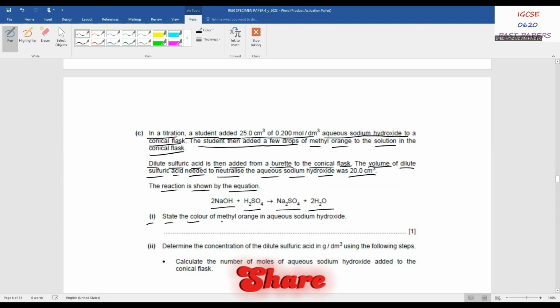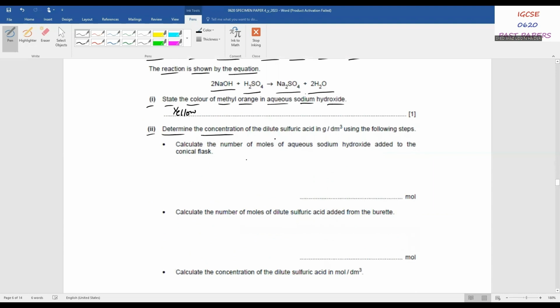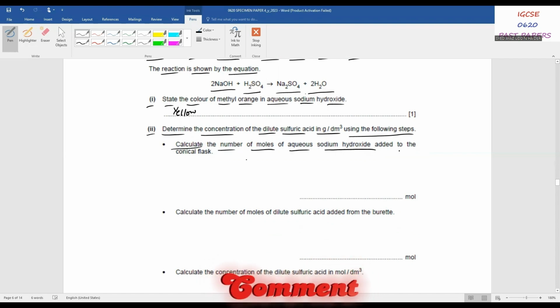Number 1, state the color of methyl orange in aqueous sodium hydroxide. Sodium hydroxide is alkali. So in alkali, methyl orange gives yellow color. Number 2, determine the concentration of the dilute sulfuric acid in grams per dm³ using the following steps. Calculate the number of moles of aqueous sodium hydroxide added to the conical flask.